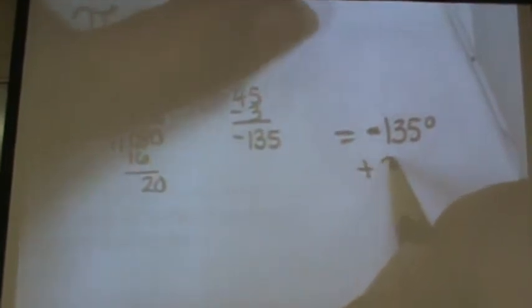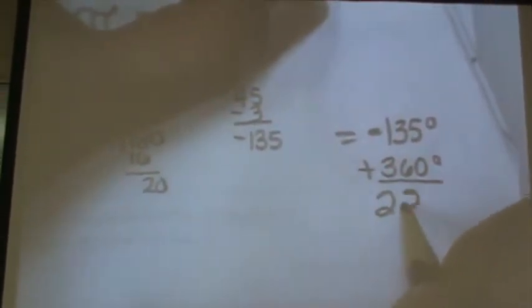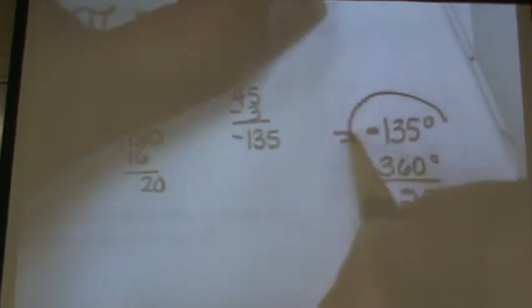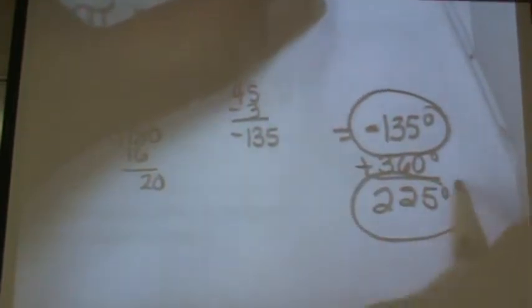Now, what if I wanted a coterminal angle that's between 0 and 360? What would I do with that answer? Add 360, and what do you get? 225. So that's a good answer, and so is that.